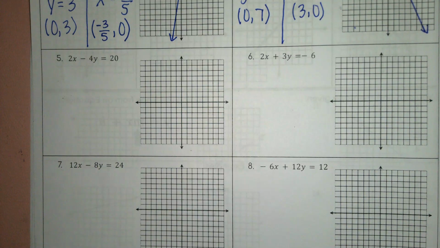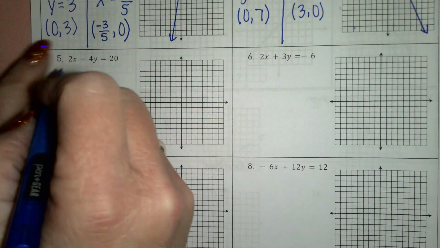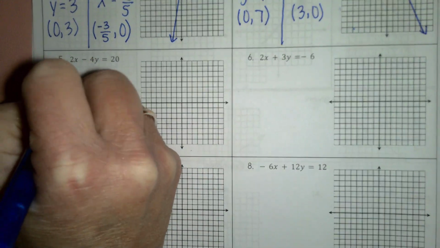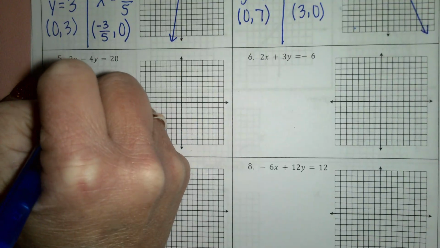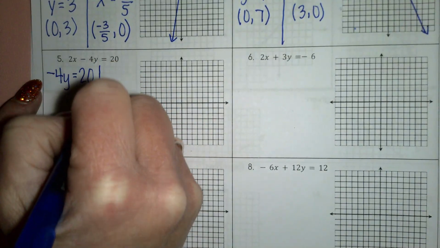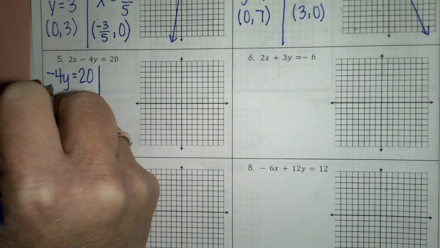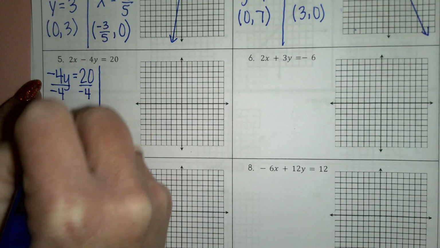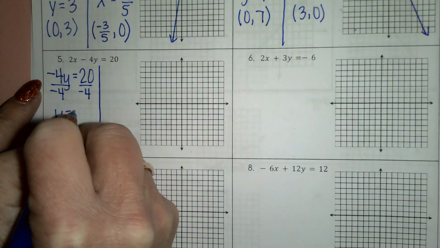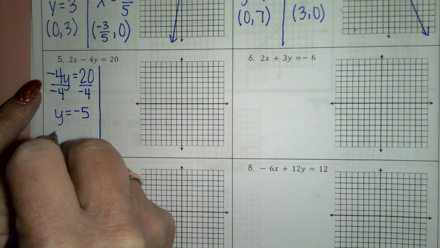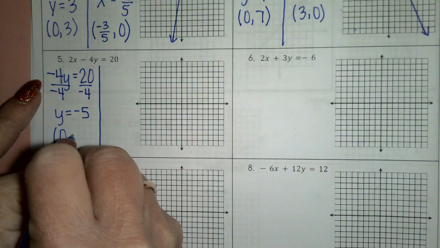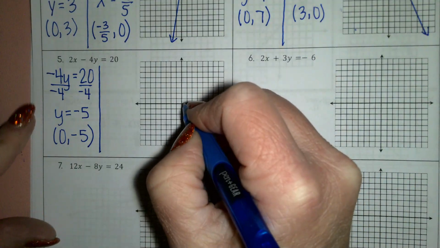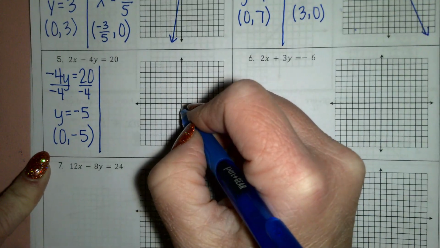Example 5. Cover up the 2x, and I'm left with negative 4y equals 20. Divide both sides by negative 4. And y equals negative 5. That ordered pair would be 0, negative 5. So I start at 0, 0, and I just go down 5.